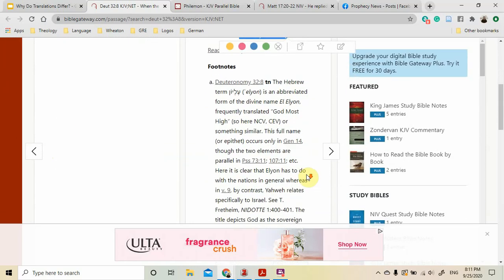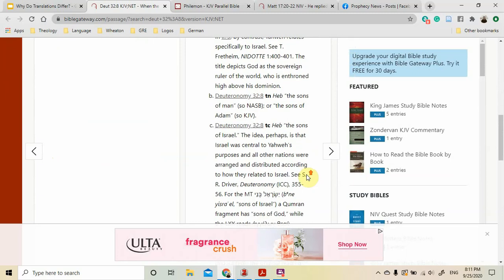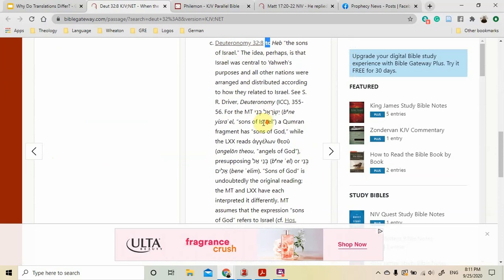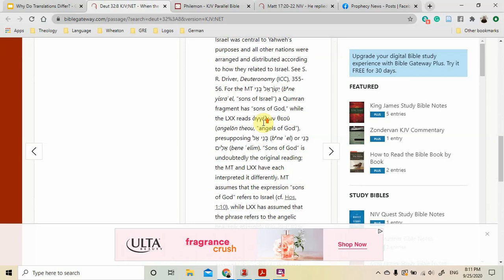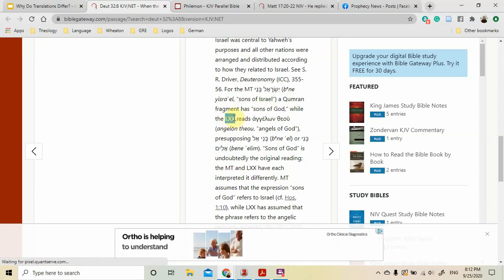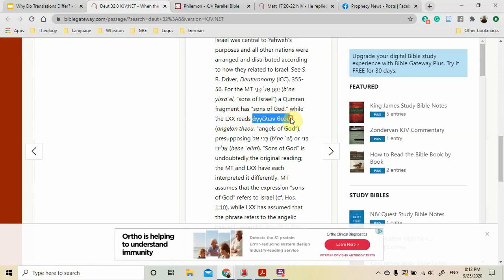And if we go down to the footnote here, we find the one that says TC for textual criticism. And so it says the Hebrew says the sons of Israel. But then what you'll see here is it talks about a Qumran fragment that has sons of God. Qumran is Dead Sea Scrolls. And also the Septuagint, the Greek translation, reads angels of God.